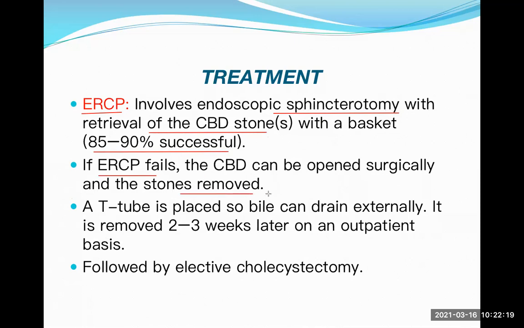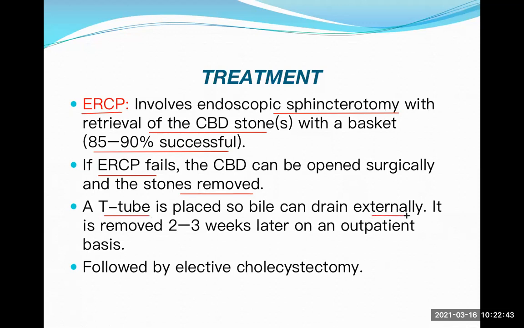This is a conventional surgery, and this is a big surgery. You have to give an incision in the right upper quadrant. You have to reach the common bile duct. Make sure where the stone is, incise that part of the CBD, remove the stone, and then put a T tube. See, this is called a T tube, which is placed so bile can drain externally.